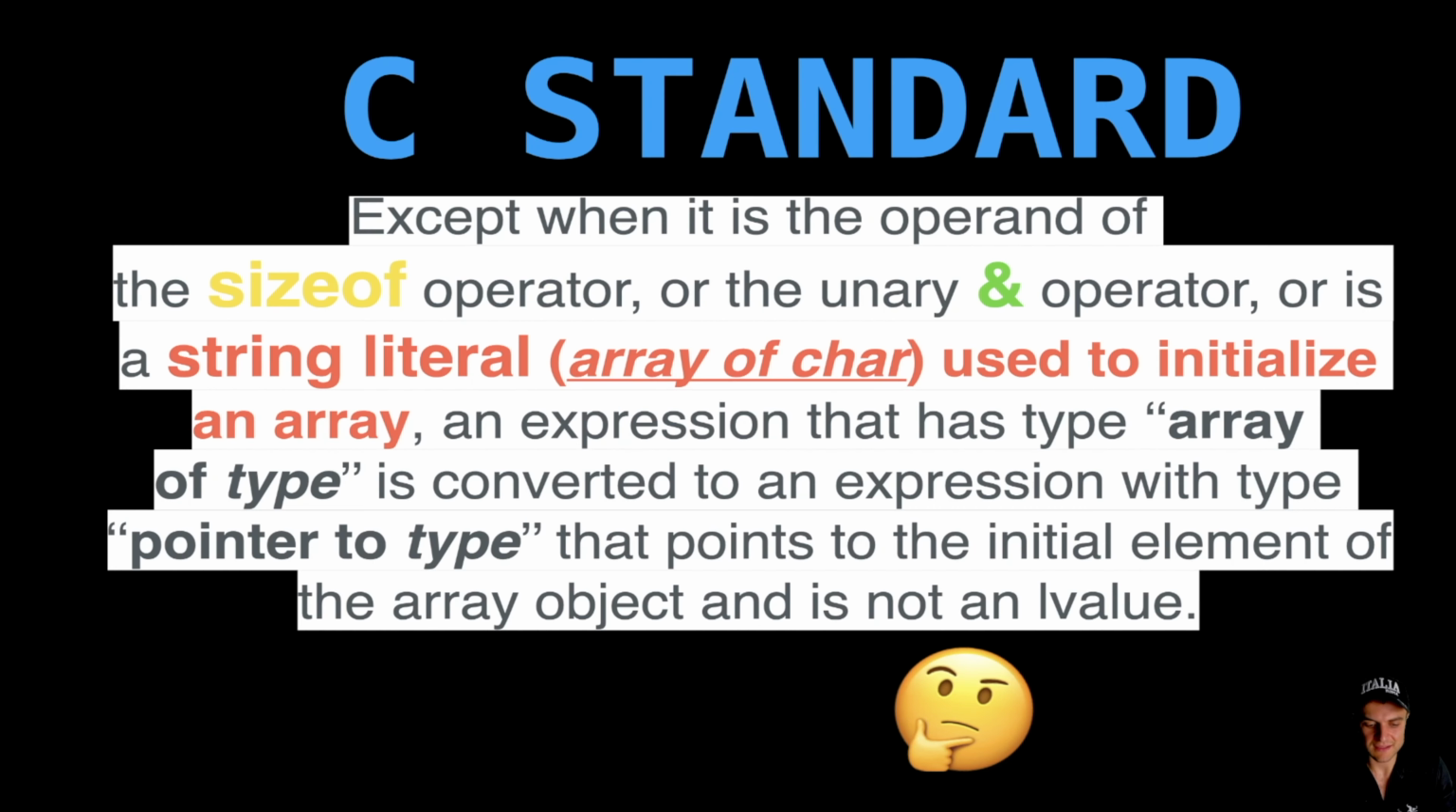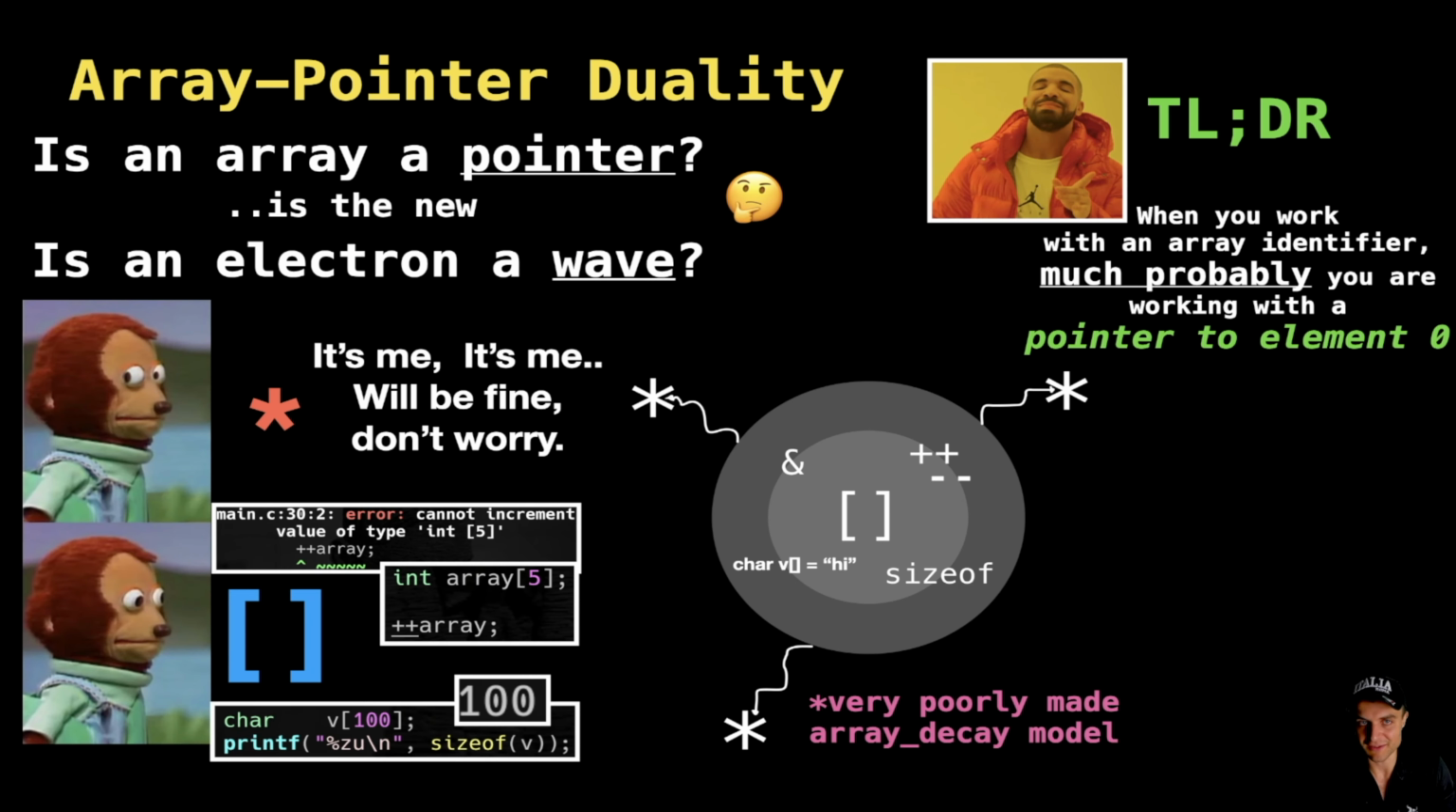Now, let's see what is written in the C standard. So except when I use the sizeof operand or the ampersand operand or a string literal to initialize an array, an expression that has type array of type, we have a conversion to an expression of pointer to type. So the array is decaying into a pointer that points to the initial element of the array. Okay, so this is essentially what is happening. Keep in mind the stupid model I've created because I think it's fairly useful. It gives you the idea of what is going on.